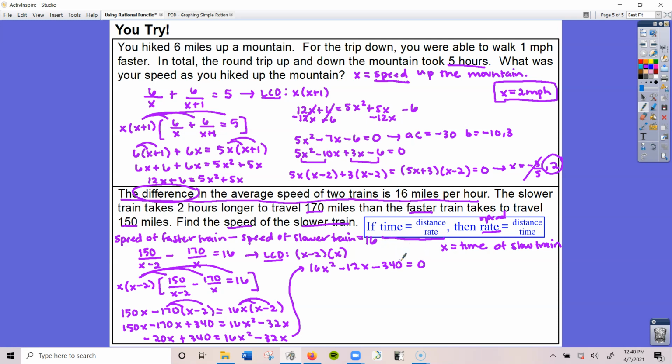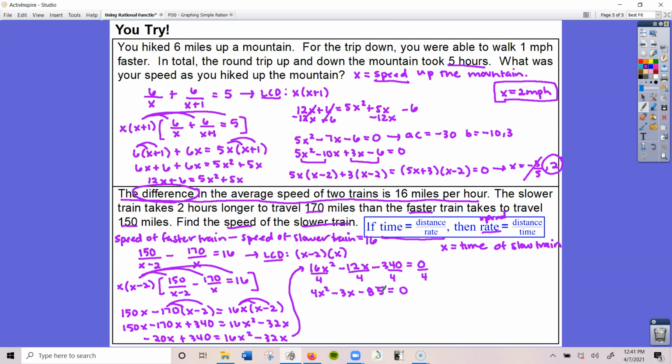Now we need to factor. I have 16 in front of the x squared. Not every term is divisible by 16, but every term is divisible by 4. So we can divide everything by 4 just to make it easier. You can also think about it as if you're factoring out 4. That's not going to affect my answer anyway, so I'm just going to get rid of it. 16 divided by 4 is 4x squared minus 3x minus 85 is going to equal 0.